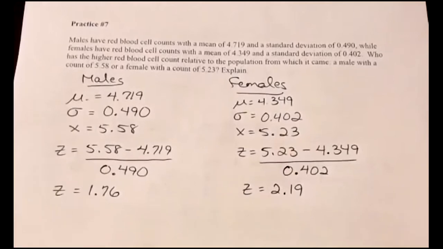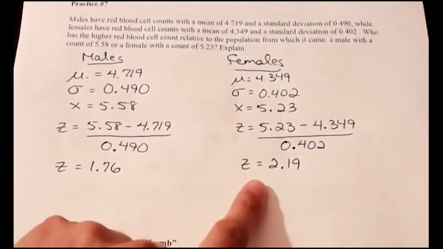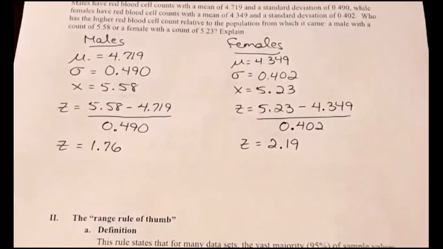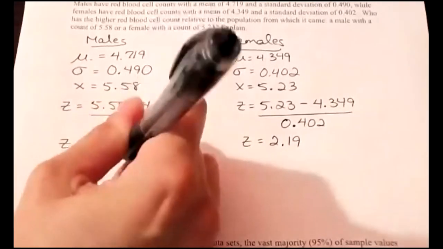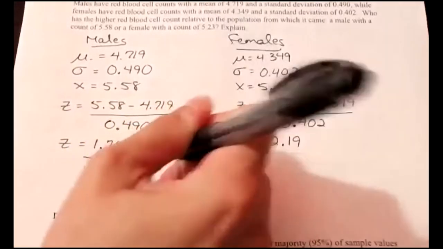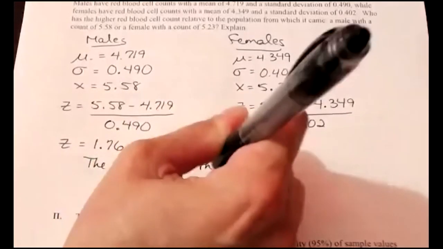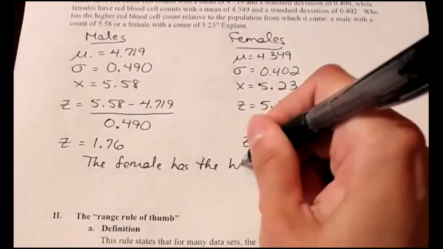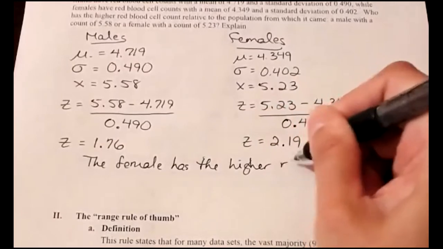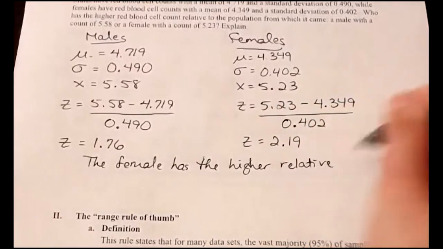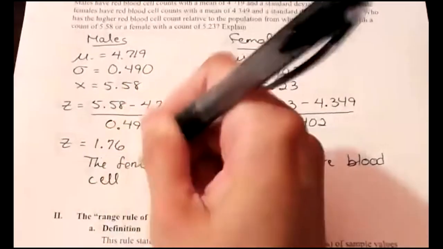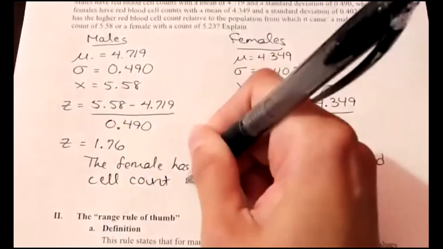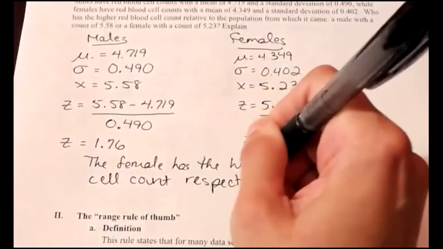2.19. Clearly, she has a higher Z-score, which means that she has a higher relative blood cell count respective to her population. So I'm going to write that down. The female has the higher relative blood cell counts respective to her population.